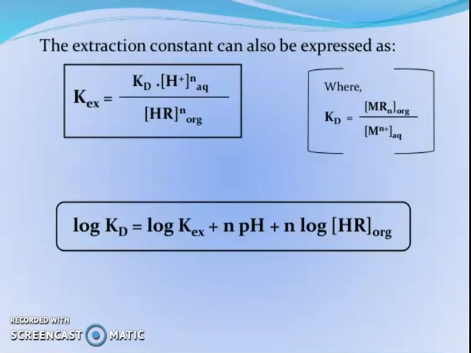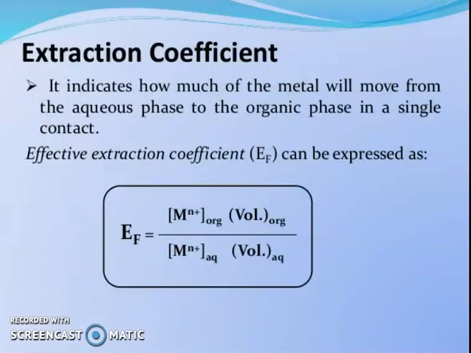So the extraction coefficient indicates how much of the metal will move from the aqueous phase to the organic phase in a single contact. Effective extraction coefficient can be expressed as E equals Kd times volume organic divided by volume aqueous, with Mn+ concentrations in the organic and aqueous phases.